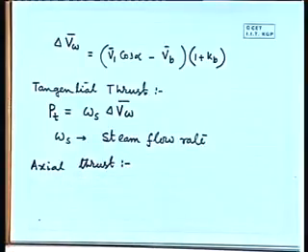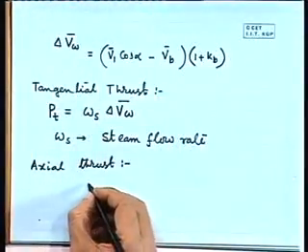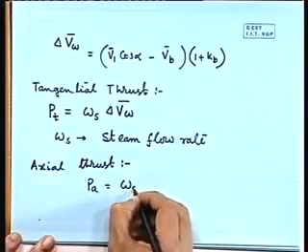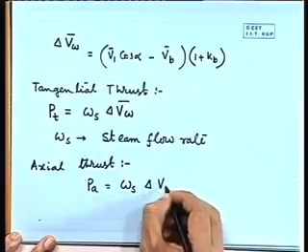Axial thrust, again in the direction of axis, if we see what is the change of velocity, we can determine. So, in the direction of axis, at the inlet we have got VA1, and at the exit we have got VA2. So, we can write P axial is equal to omega s delta VA.